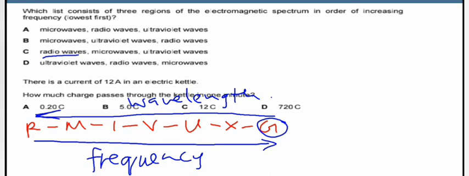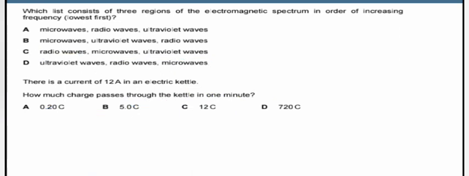Okay, so we need to have radio waves followed by, if we pick the radio waves, they are going to have the lowest frequency. Then the next one is going to be the microwave, which is this one also. They are going to have the lowest frequency, but more than the radio waves. Then followed by the ultraviolet waves, which is this one here. Meaning, this one is showing the increase in their frequency. We can conclude that the answer here is just going to be C.